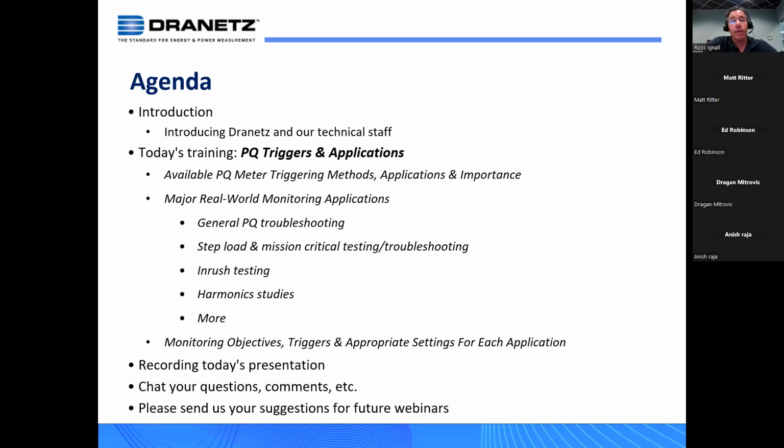Similar to inrush testing, we're going to use that same demo file, but what are the unique things needed for inrush testing? It's a very common thing: loads turning on, loads turning off, cold load pickup from a utility would fall underneath that. And also harmonic studies, we're going to focus on that. What do you really need to do for a harmonic study? How would you set up our meters for a harmonic study? And we'll talk about more. For each of these, we're going to speak about the monitoring objectives, which triggers are used, and what the appropriate settings are for each of those applications to at least minimally get what you're interested in. And you can, of course, always add to this.